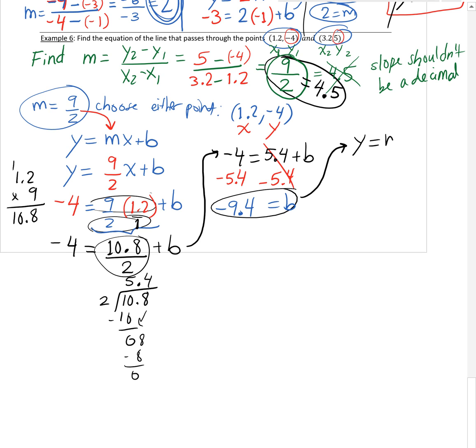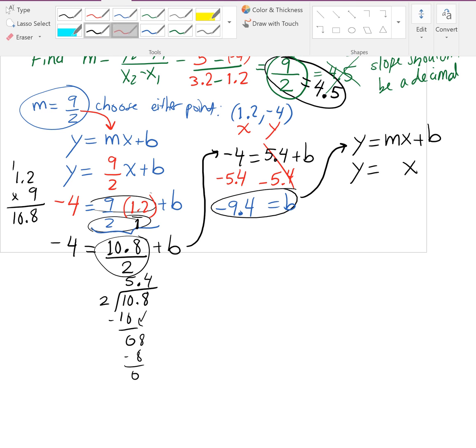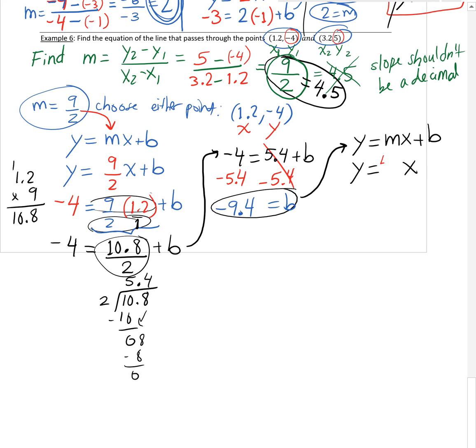Our last step is to put everything together. y equals mx plus b. I'm going to replace m with the slope and b with the y-intercept we just found. It's up to you, but to keep everything consistent, the b is going to be a decimal anyway, so you might as well write the slope as a decimal as well. And then the b we just found was -9.4. There it is, in all its glory.